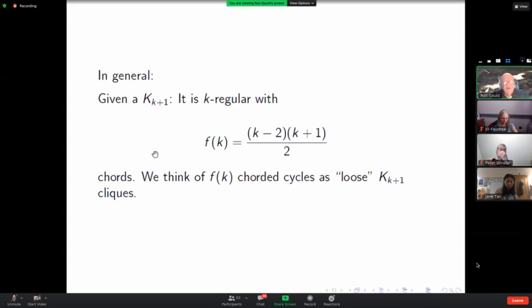So in general, given a K_{k+1}, then we know that graph is k-regular. And if you just do the count, we're going to set f(k) equal to (k-2)(k+1)/2. That's how many chords are in these cliques. So we want to think of f(k)-chorded cycles as kind of what we call loose cliques, loose K_{k+1}s. So maybe there are more than k+1 vertices, but I get this special number of chords.